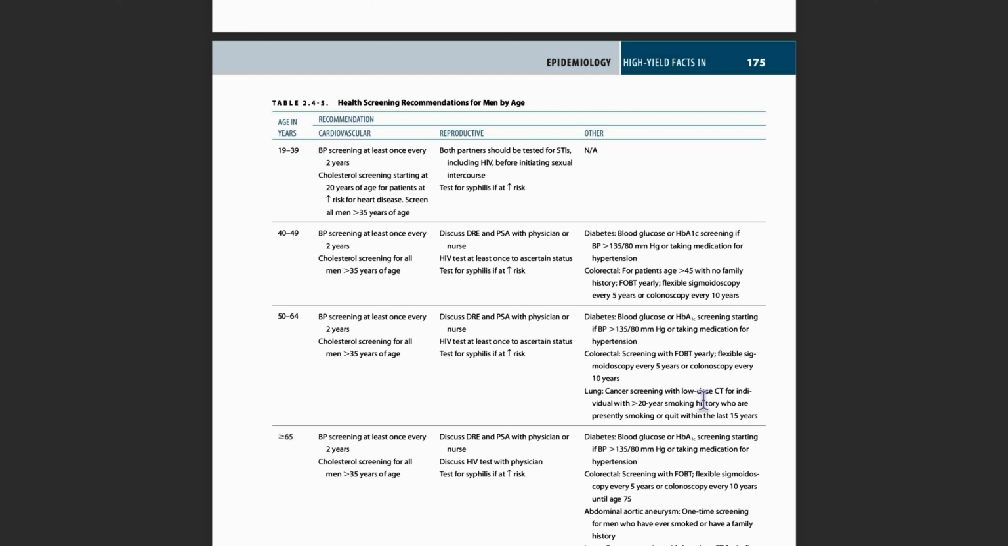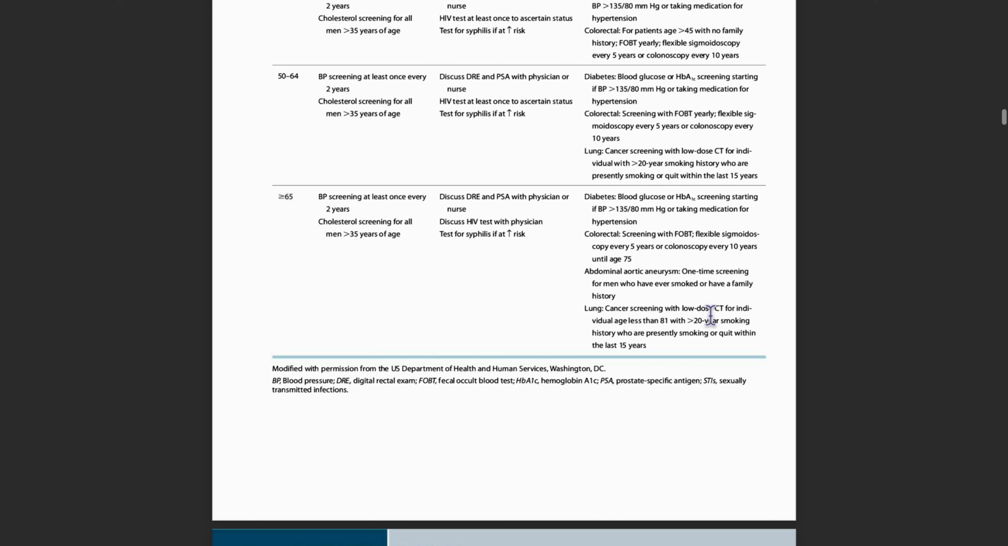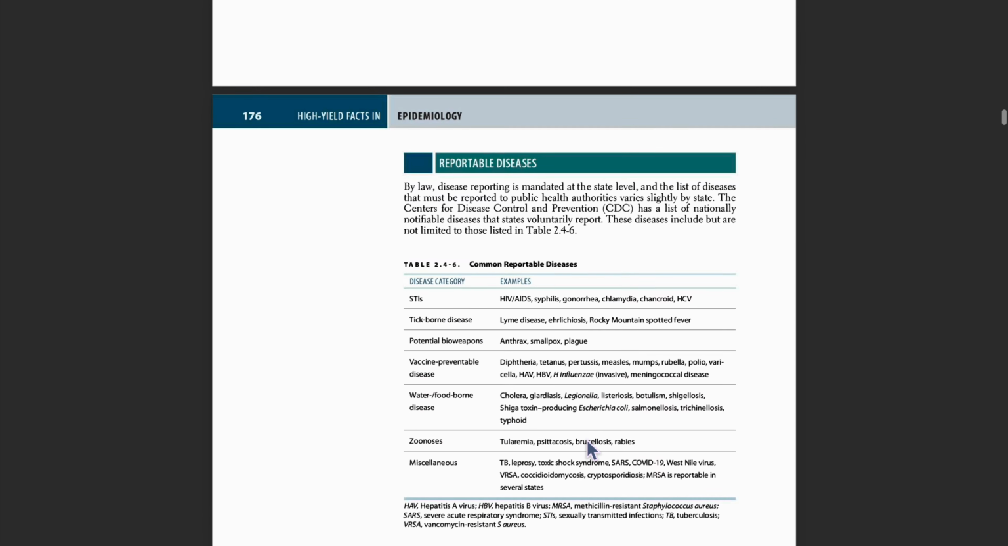Lung cancer screening with low dose CT for individuals with more than 20 years smoking history who are presently smoking or quit within the last 15 years. And more than 65, same thing. Abdominal aortic aneurysm: one-time screening for men who have ever smoked or have a family history. Lung cancer screening with low-dose CT for individuals age less than 81 with more than 20 years smoking history who are presently smoking or quit within the last 15 years.